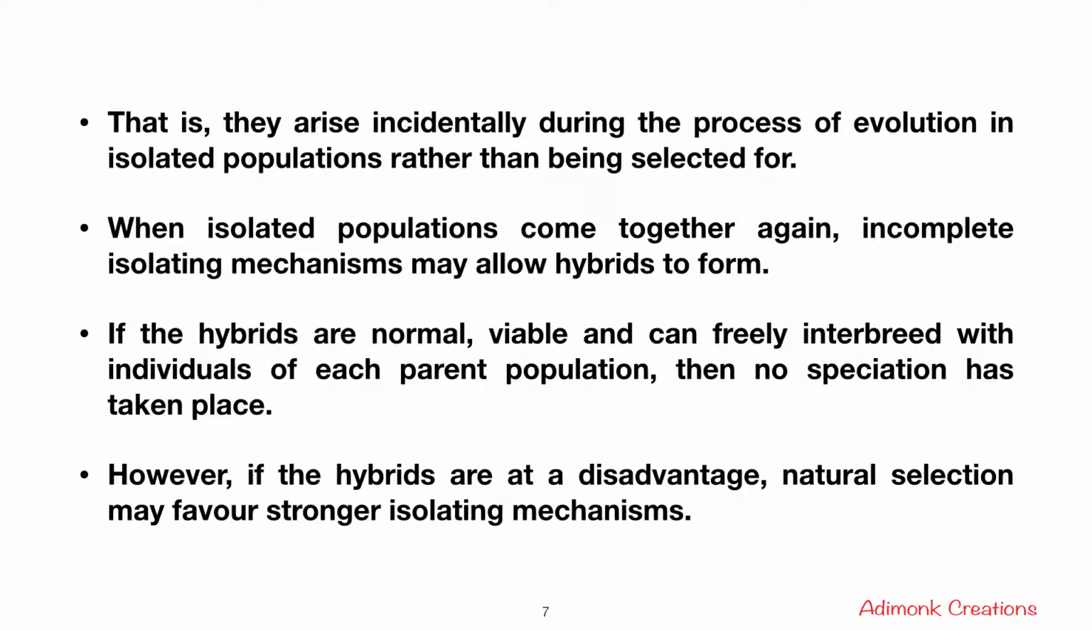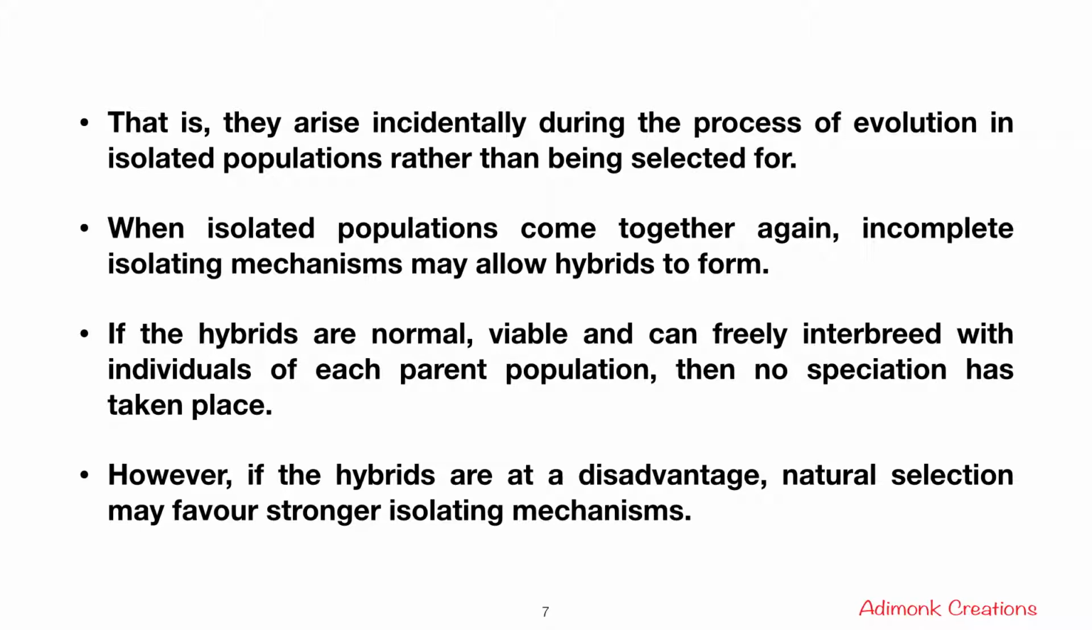So if the hybrids are normal, viable and can freely interbreed with individuals of each parent population, then no speciation has taken place. So for speciation to take place, the two populations, once they have separated from each other and again when they come back, should not interbreed and form a hybrid.